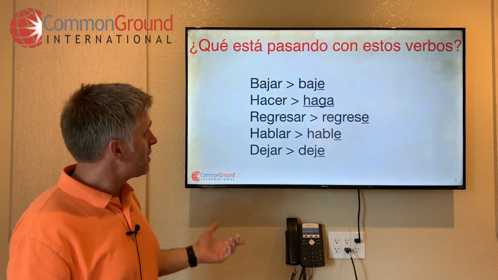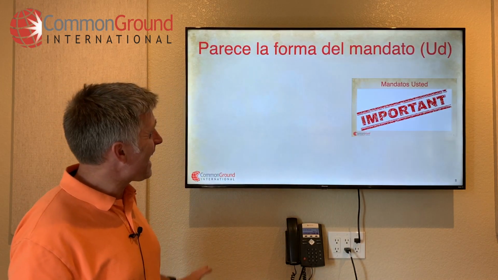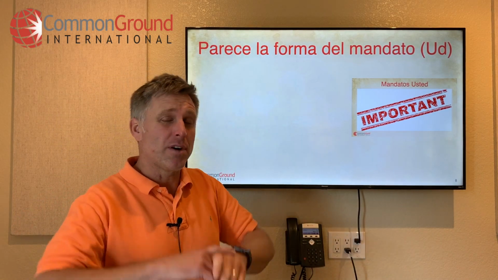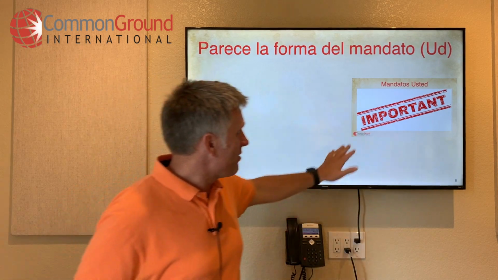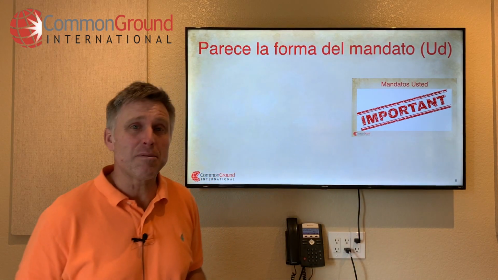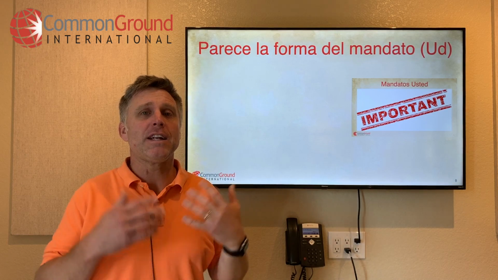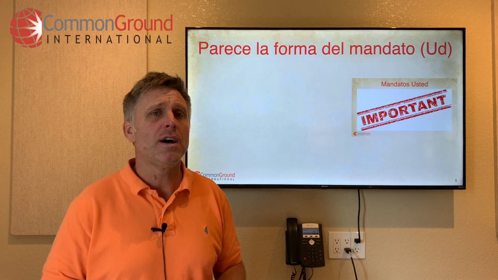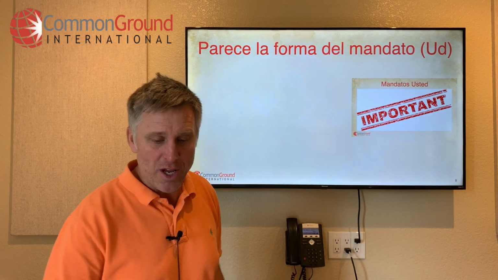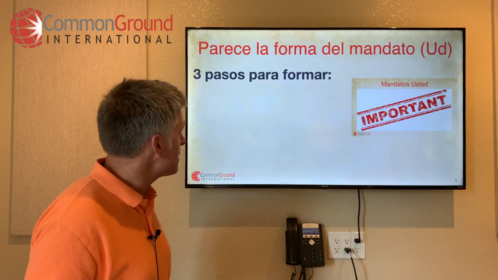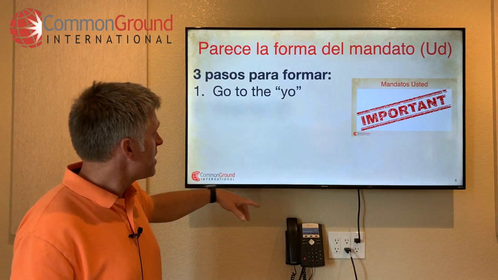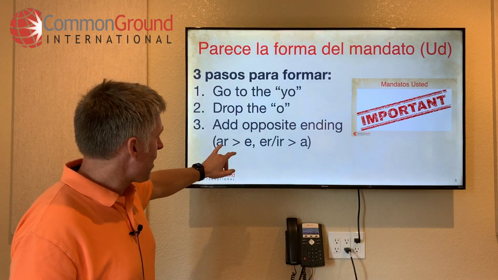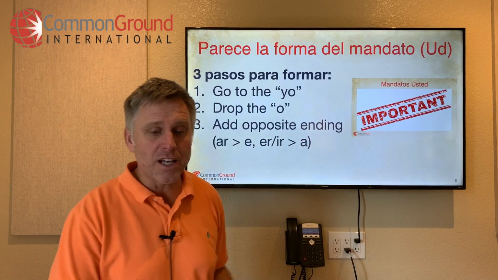Bien, you might be looking and noticing that, hey, these kind of look like the usted command. And you're right. If you're uncertain of what I'm talking about, go ahead and follow this link to the usted commands lesson that I did for us in Video Viernes earlier this year. And you can see how the usted commands are formed. But here's a quick summary. There's tres pasos para formar an usted command. Go to the O, drop the O, and add the opposite ending. And so when we have an AR verb, it gets the E, ERs and IRs get the A.